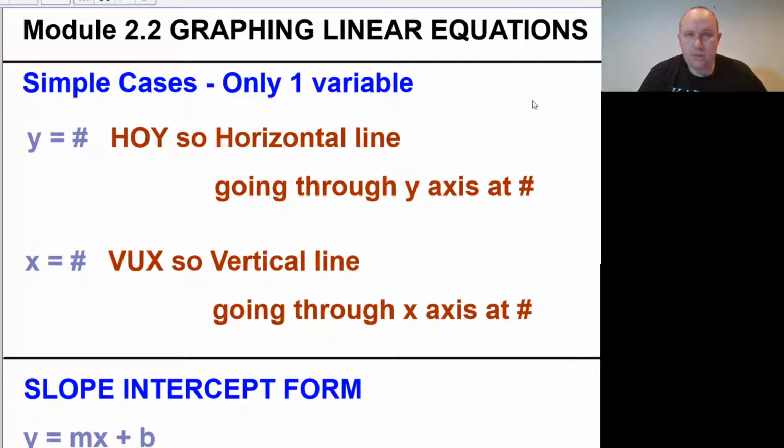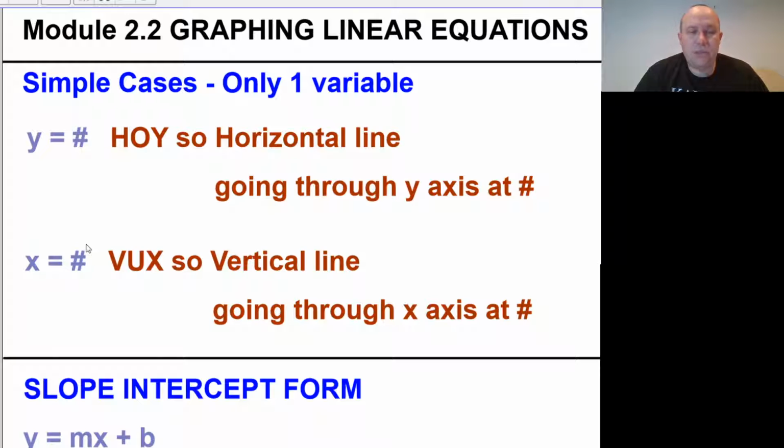Now, I put some notes in for this one as well. Just like the first one, I want to remind people about the Hoy and the Vux. So when we have an equation that's just y equals a number, as in there's only one letter here, I'm picking this word here because it's got the y in it. So I know I'm going to be drawing a horizontal line, basically going through the y-axis at whatever this number is. So if it says y equals 3, I'm going to start at 3 on the y-axis, and I'm just going to draw a horizontal line.